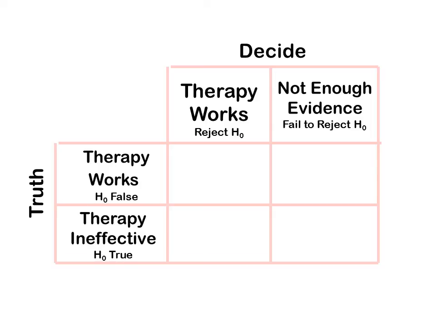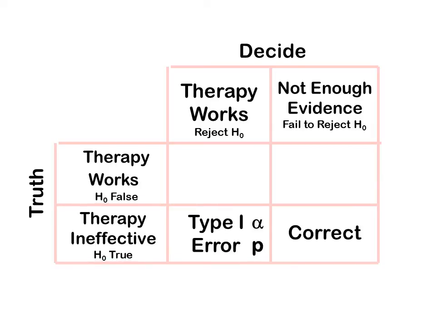In columns, we have our decisions. We could decide to reject H0 and conclude that the therapy works. Or we could decide that there is not enough evidence, and in that case we would fail to reject H0. Now let's look at the situation when, in fact, therapy really is ineffective and we decide that there's not enough evidence, we fail to reject H0 and conclude that there's not enough evidence, then we're correct.